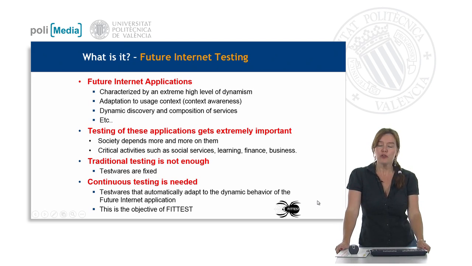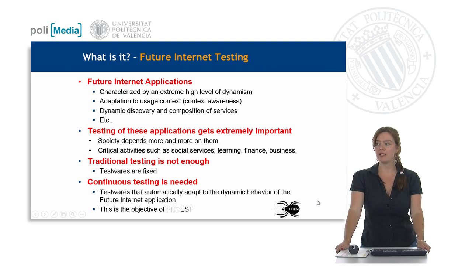So first of all, future internet applications are characterized by an extreme high level of dynamism. They are dynamic, they adapt to the user context, they are context aware, and they can do dynamic discovery and composition of services while they are executing. So testing of these applications gets extremely important because, as we all know, society depends more and more on them. Every one of us has used the internet to do critical activities like financing, business, banking and also learning.